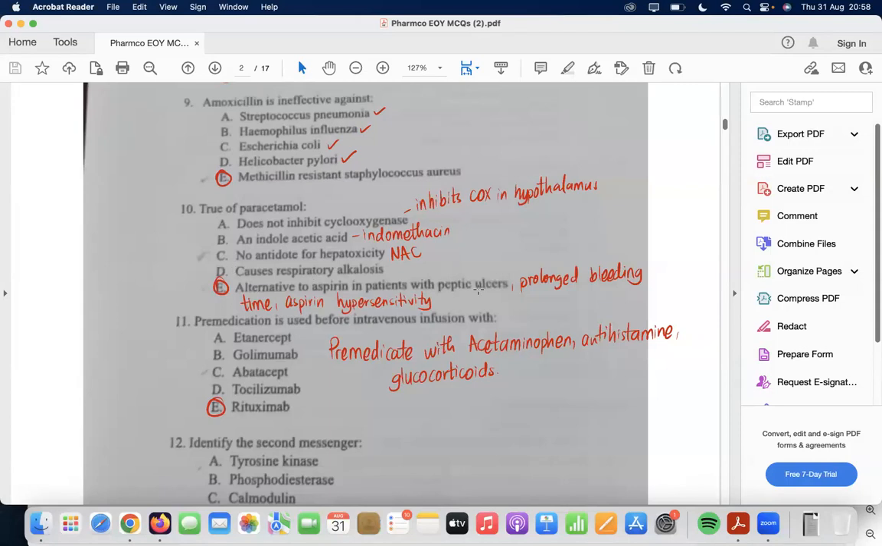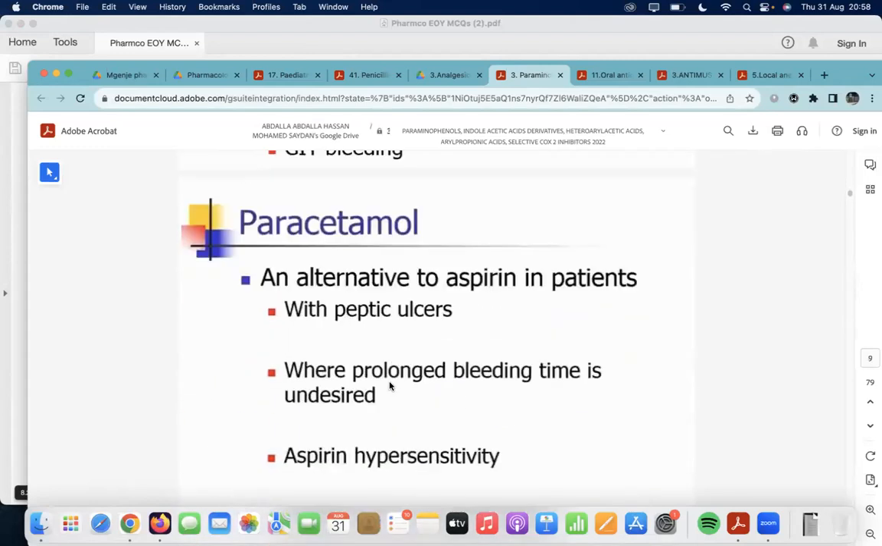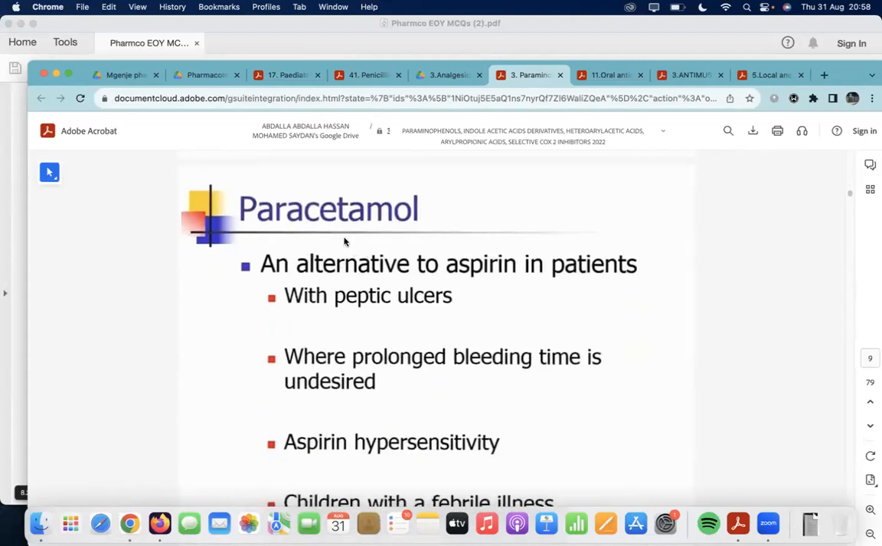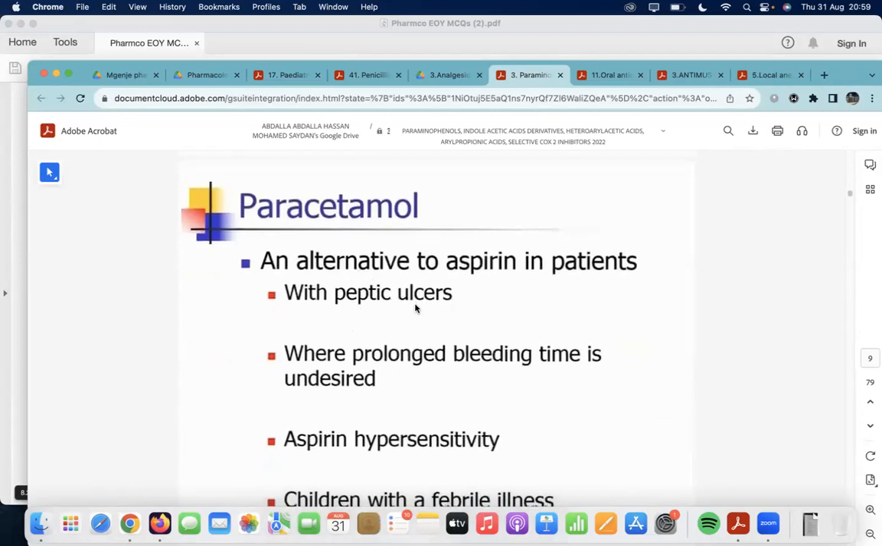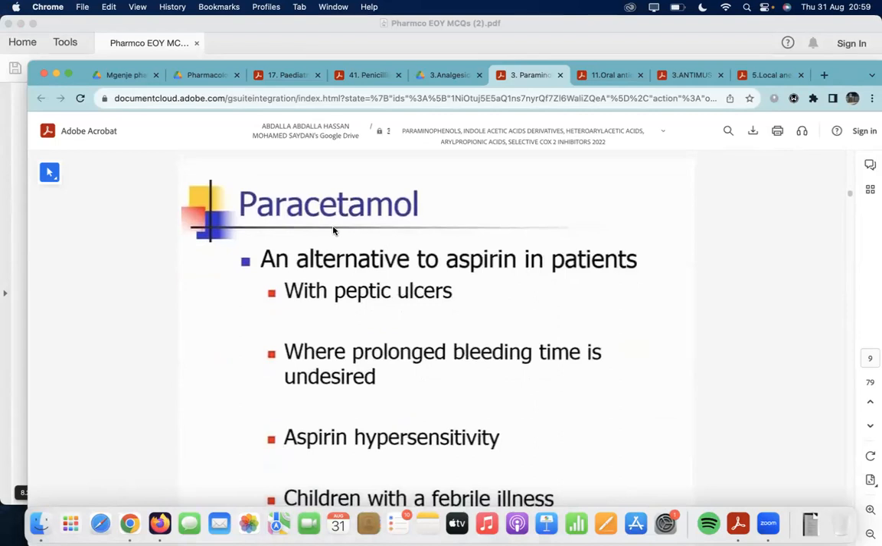Alternative to aspirin in patients with peptic ulcers. Yeah, this is true. It's directly from the notes. Here, paracetamol is an alternative to aspirin in patients with peptic ulcers. Because remember, paracetamol has less of a COX inhibitory effect on the gastric mucosa than aspirin. So it causes less damage in peptic ulcer disease cases.